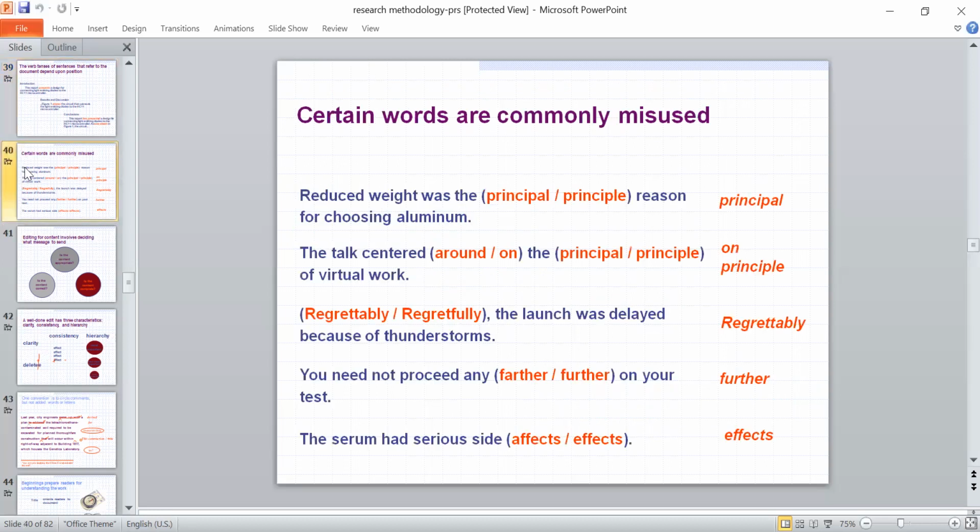Certain words are commonly misused. So, "why" versus "the reason for choosing". For example, people use "principal" and "principle" wrongly like that. So you have to use these words in the correct manner, otherwise the meaning itself will change.